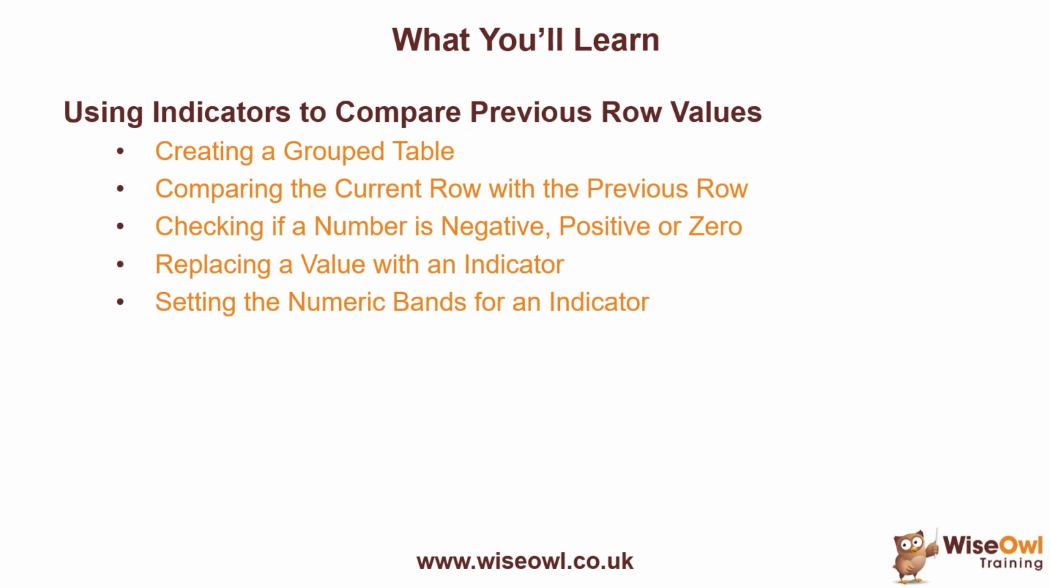We'll show you a quick way to check if a number is negative, positive or zero before we replace that value with an indicator to show it graphically. We'll also then explain how you can set the numeric bands for an indicator so that you can control exactly which icon appears for which value you've calculated. So let's get started.